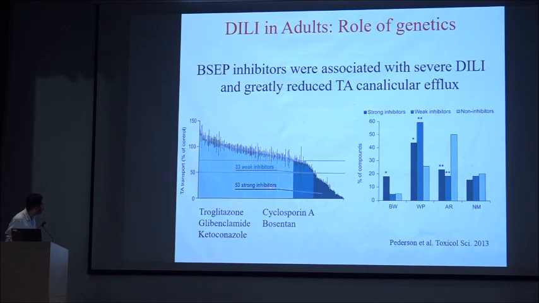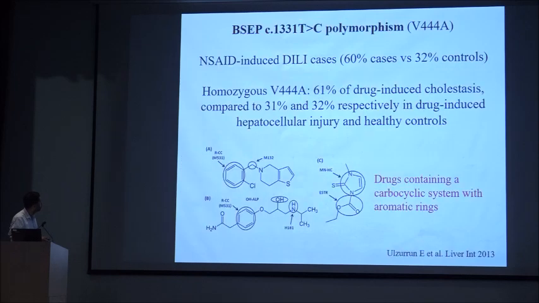Among the strong BSEP inhibitors were cyclosporin A, bosentan, and ketoconazole among the commonly used drugs. They also showed that these strong inhibitors were more commonly found in drugs which had a black box warning from the FDA, while drugs with strong as well as weak inhibitors were more common among those under warning with precautions. So this shows that BSEP inhibitors are associated with severe DILI and can lead to significantly reduced taurocholic acid transport due to BSEP inhibition.